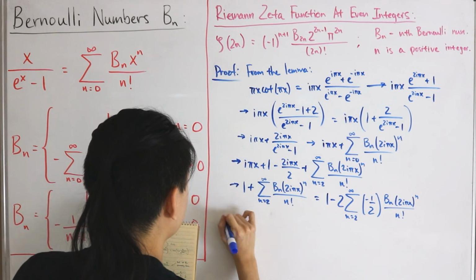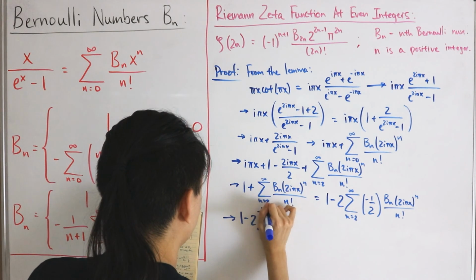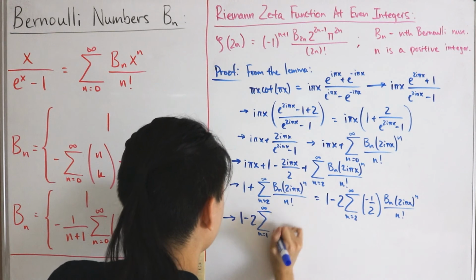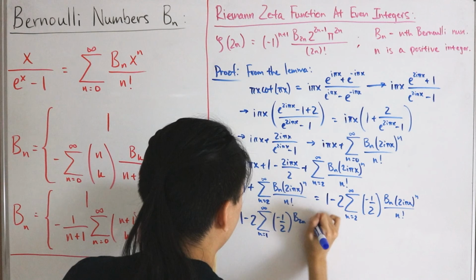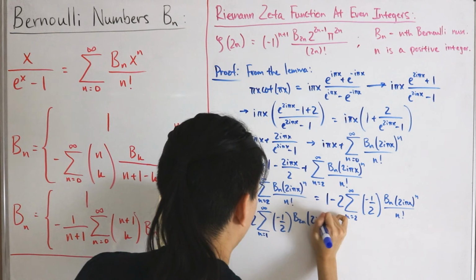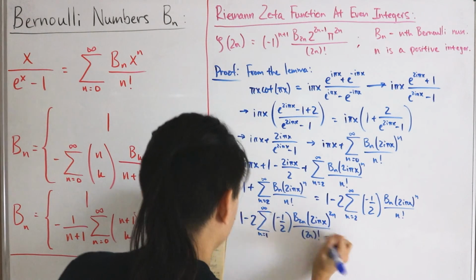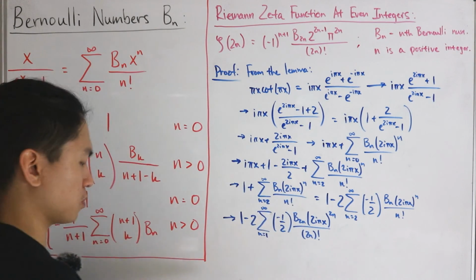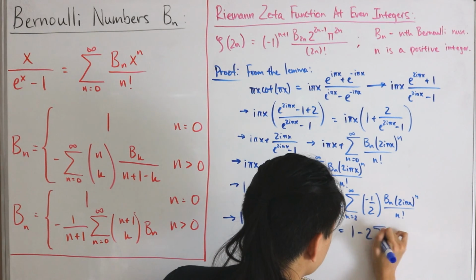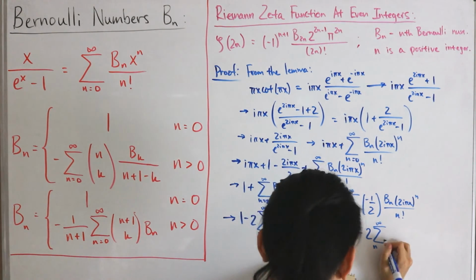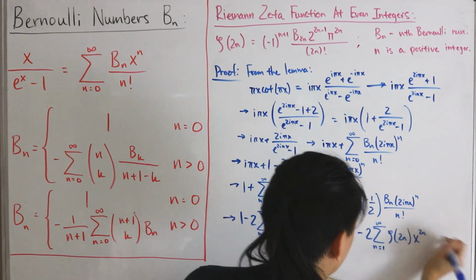So this is going to be the same thing as 1 subtract 2 multiplied by the infinite sum, n equals 1, of negative 1/2 multiplied by b sub 2n multiplied by 2 i pi x to the power 2n, divided by 2n factorial. And from the lemma we just proved, we can set this equal to the right hand side: 1 subtract 2 times the infinite sum at n equals 1 of the Riemann zeta of 2n multiplied with x to the power 2n.